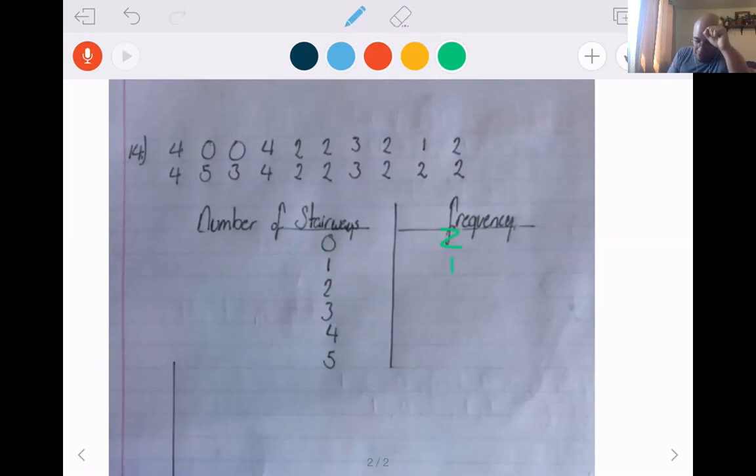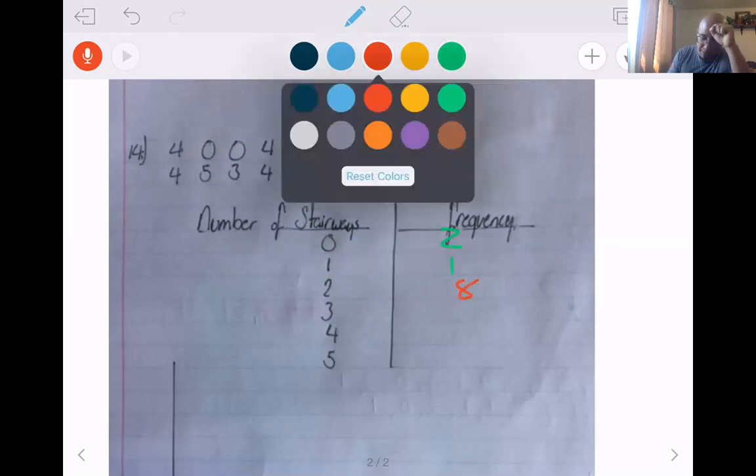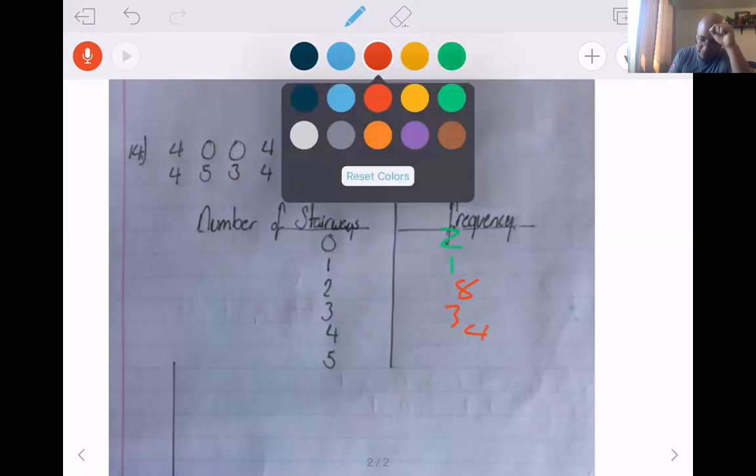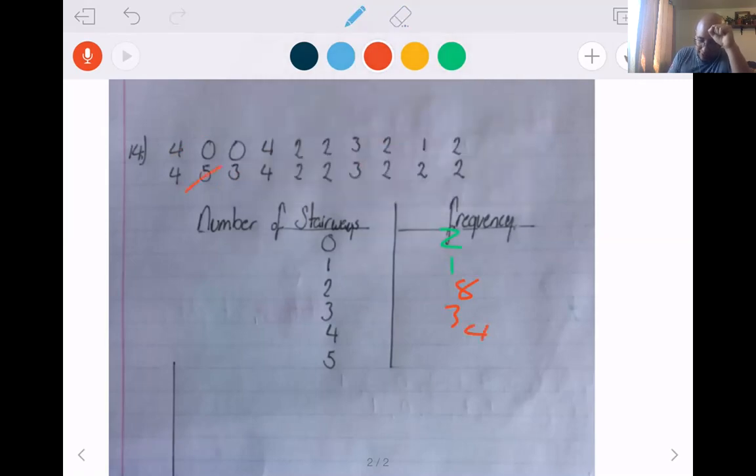Next, how many people had 2 stairways? We have 1, 2, 3, 4, 5, 6, 7, 8. So it's going to be 8, and I'm going to write 8 down here. How many people had 3 stairways? I see 1, 2, 3, so I'm going to put a 3 right here. How many people had 4 stairways? We have 1, 2, 3, 4 people had 4, so I'm going to write 4. And finally, how many people had 5 stairways? We have 1, and that's it. So just one person had 5 stairways.